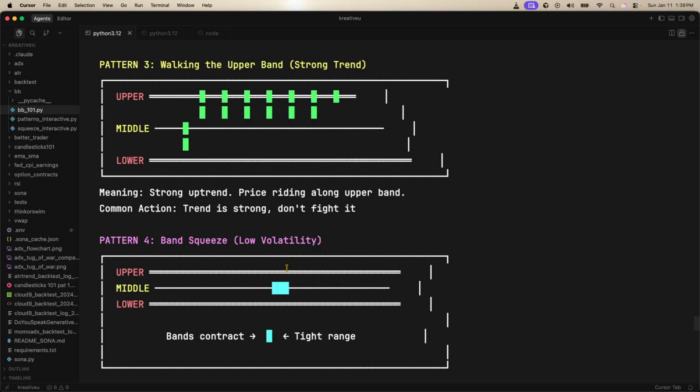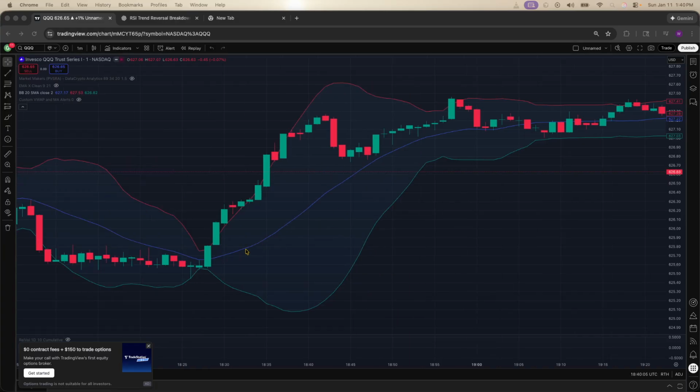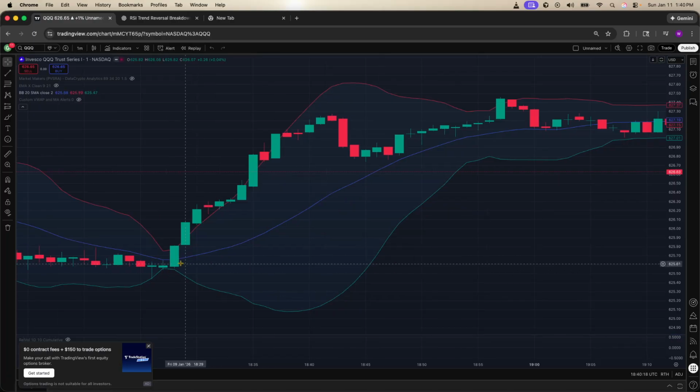The band squeeze is when the bands contract into a tight range, meaning low volatility. The market is consolidating. Prepare for a breakout, but the direction is unknown. Whenever you see that tight squeeze here, and remember, we saw it here. We see that squeeze right here. So the squeeze happened, and this is not always the case, and it broke out into a bullish trend. Sometimes we see a squeeze and it breaks out into a bearish trend, but we're seeing a squeeze right here for QQQ. Literally, you see the squeeze happening, and it's able to break out to its upward or bullish trend.